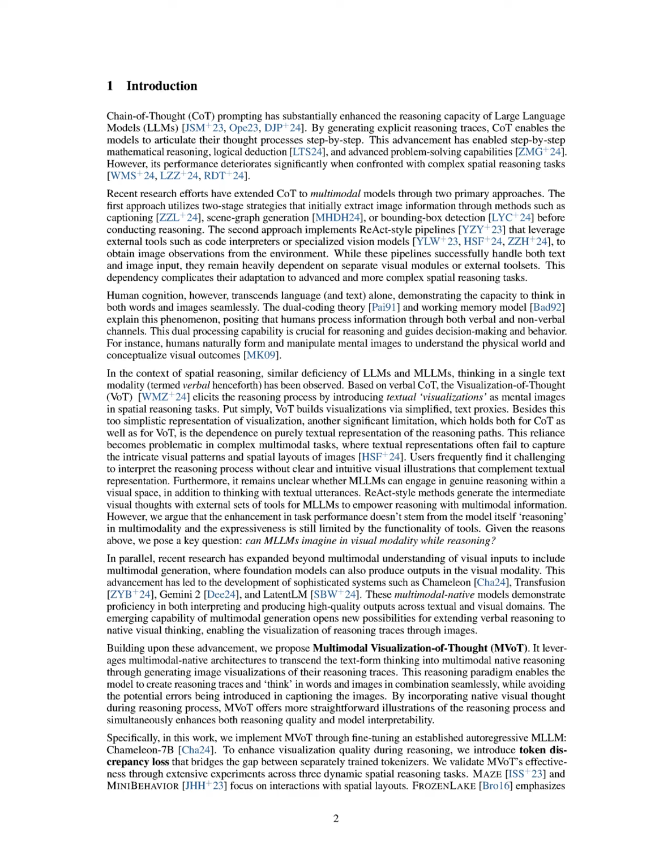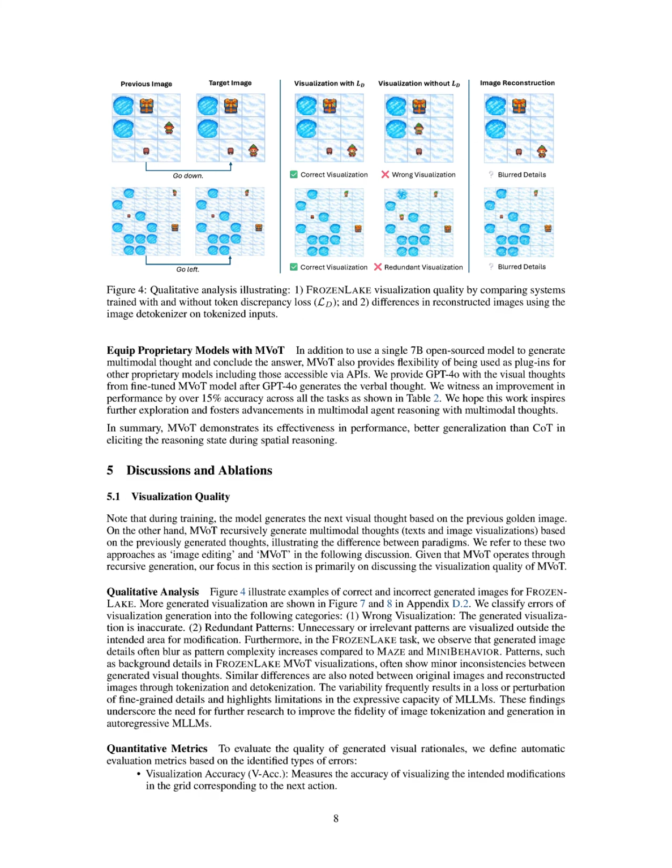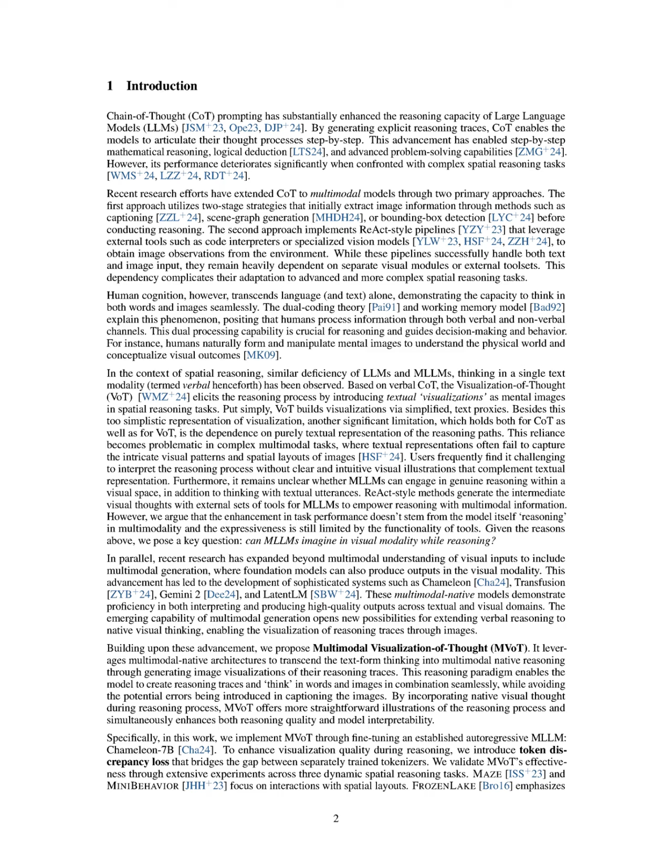Practically, MVoT demonstrates superior performance in spatial reasoning tasks, achieving over 20% improvement compared to COT in challenging scenarios, as evidenced by extensive experiments across tasks like maze, mini-behavior, and FrozenLake. Additionally, MVoT's incorporation of token discrepancy loss significantly enhances visualization quality, resulting in an average of 95% correct visualizations during reasoning, compared to lower accuracy without this loss. Overall, MVoT not only improves task performance, but also provides a more intuitive and effective reasoning framework for multimodal interactions.